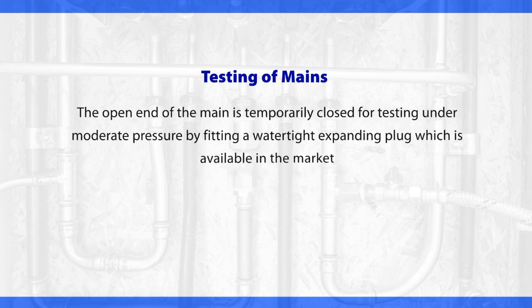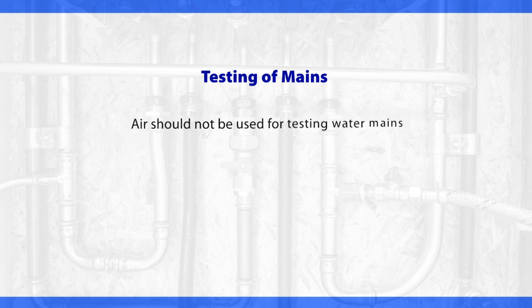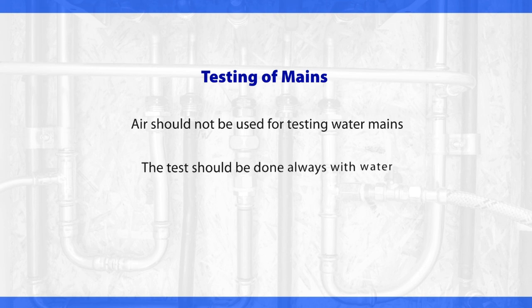The open end of the main is temporarily closed for testing under moderate pressure by fitting a watertight expanding plug which is available in the market. The end of the main and the plug is secured by struts to resist the end thrust of water pressure in the main. Air should not be used for testing a water main. The test should always be done with water. For more details, we can refer to IS code 2065-1972.